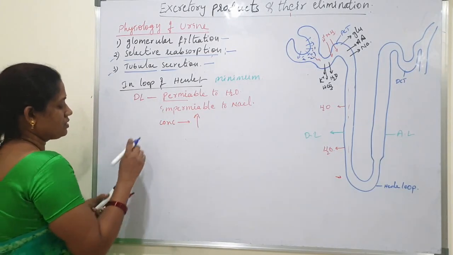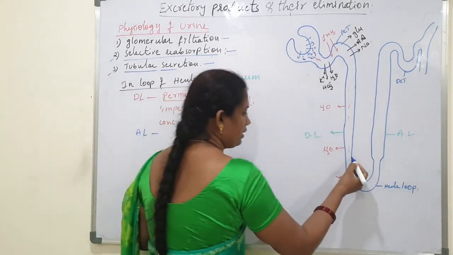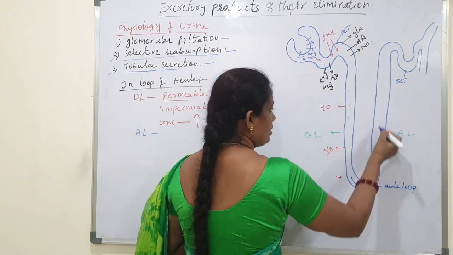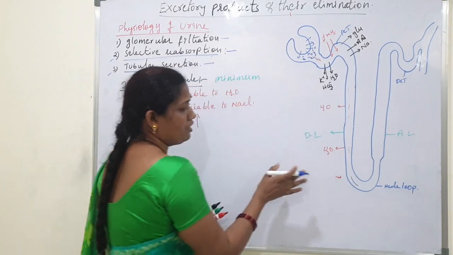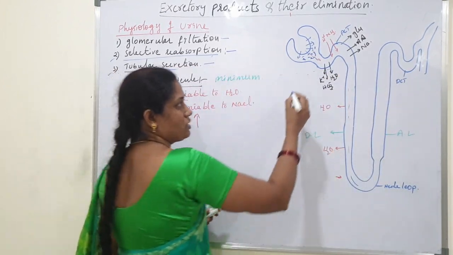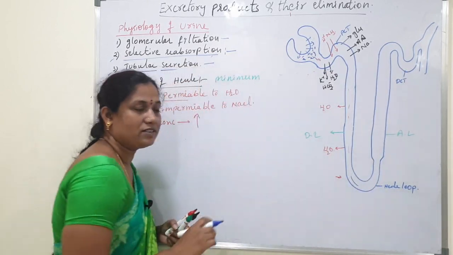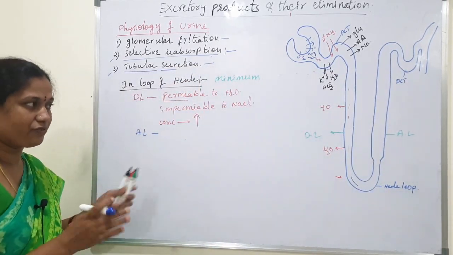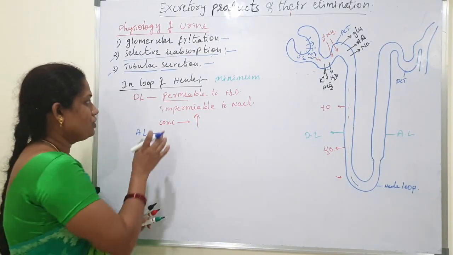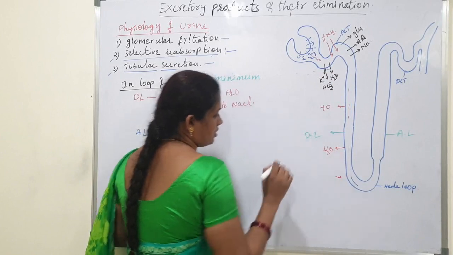Next, the filtrate moves into the ascending limb. The loop of Henle is present in which region? The medulla region. So in the medulla region, different concentrations are present in the filtrate. In the descending limb, the concentration slowly increases.